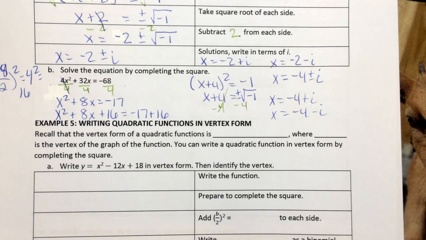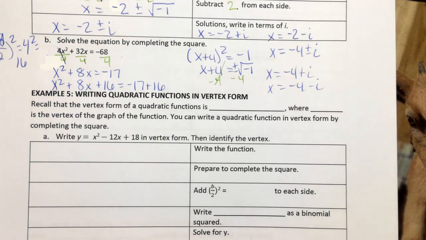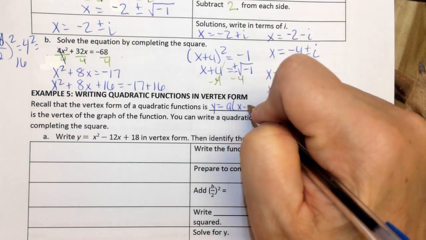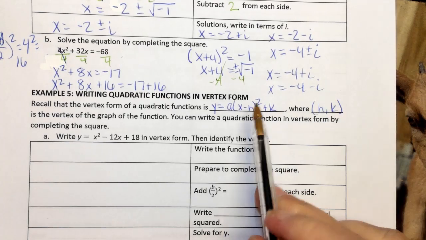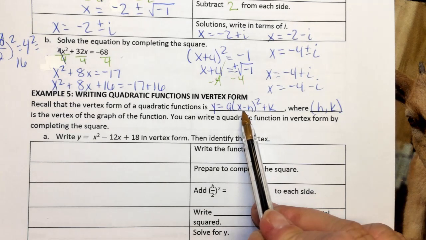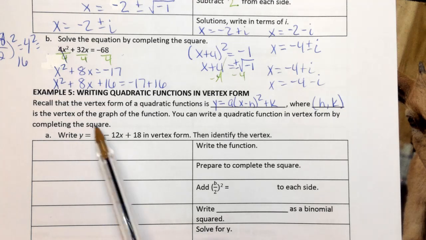So let's go ahead and let's talk about writing in vertex form. So we're going to use this same idea to help us write a quadratic function in vertex form. All right, so recall that vertex form of a quadratic function is y equals a times (x minus h) squared plus k, where (h, k) is your vertex. So remember, this is the opposite. So h is the opposite of what's in here, because remember, when we translate a graph left or right, we go the opposite direction. So same idea. So we can write a quadratic function in vertex form by completing the square.